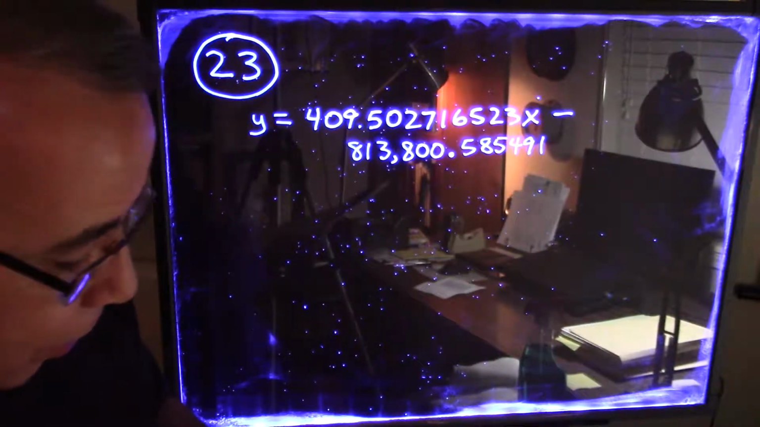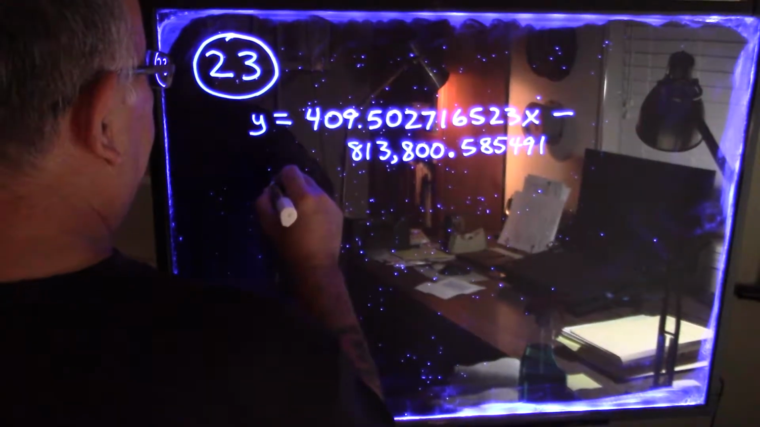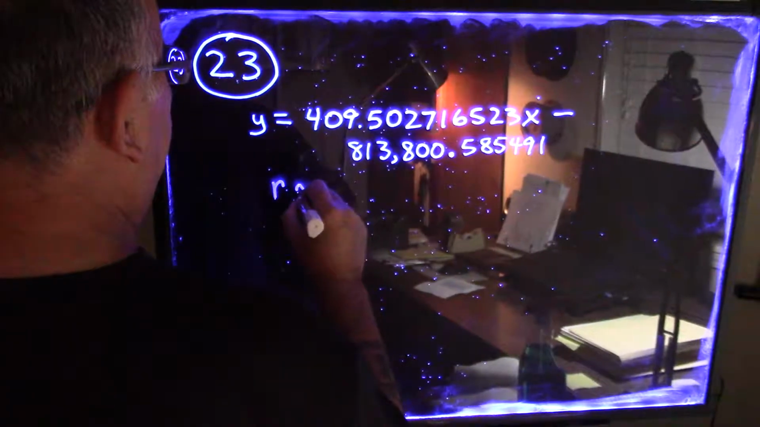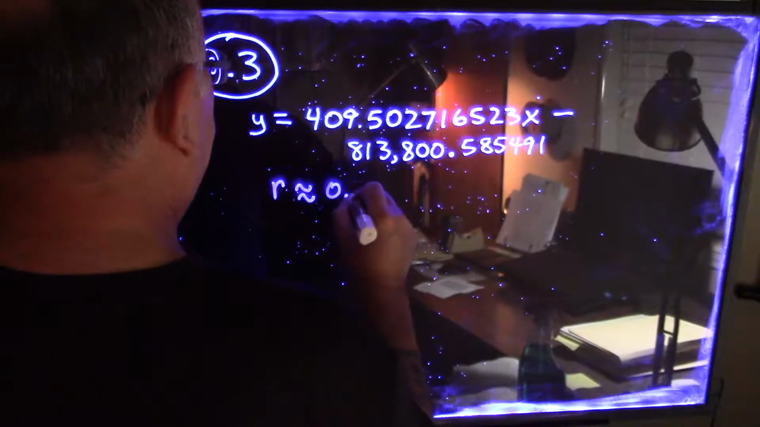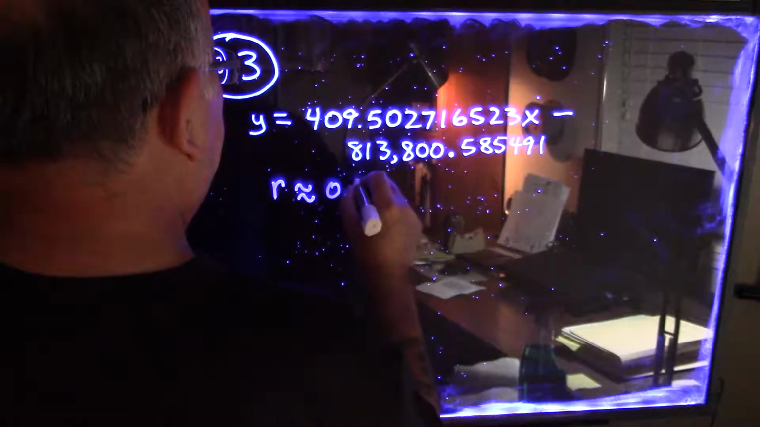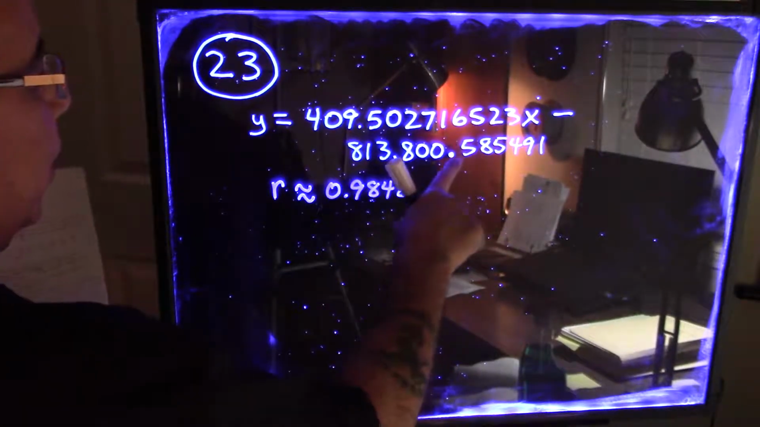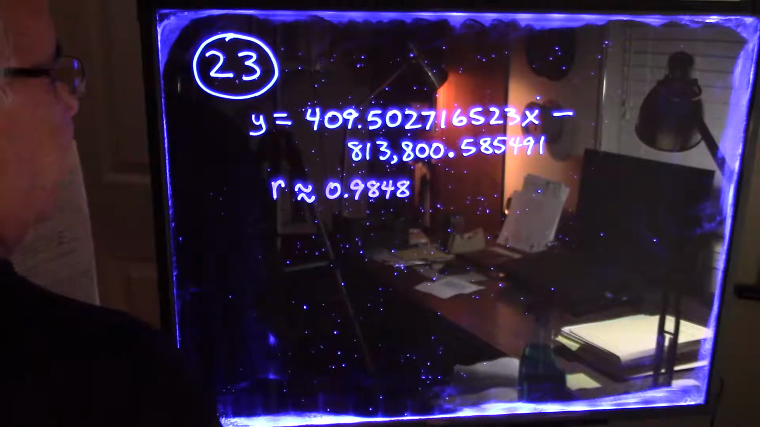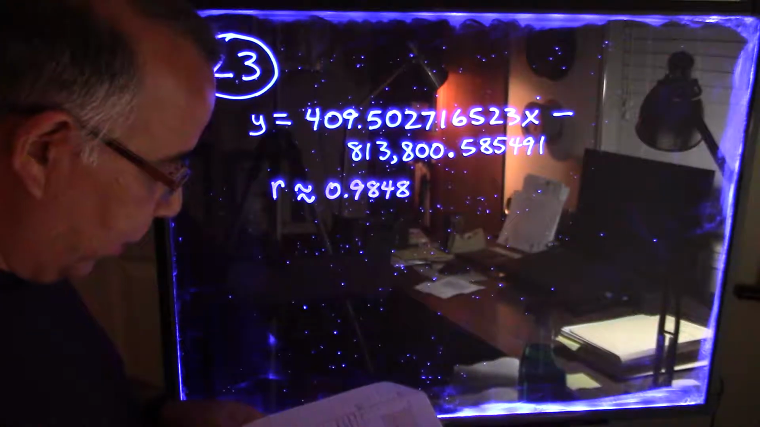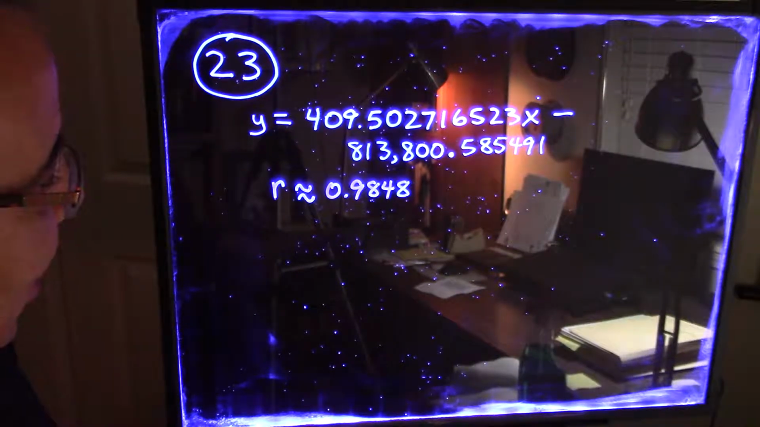So also on your technology, graphing calculator, what have you, it should give you the correlation coefficient, and what I got was about, rounding this off to 4 decimal places, 0.9848, which is a very good fit. In other words, this regression line that I came up with fits the data quite well. And there's a strong correlation. The data is not scattered very much around this line.